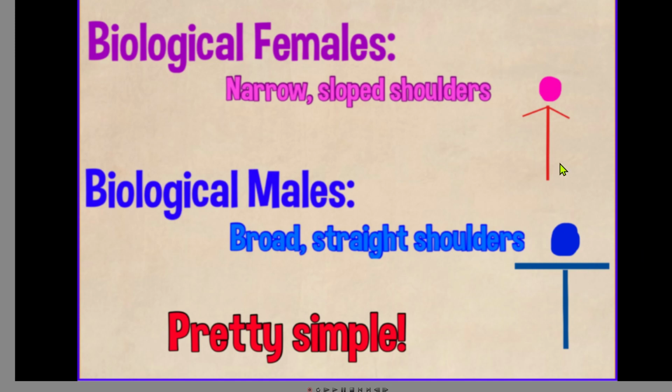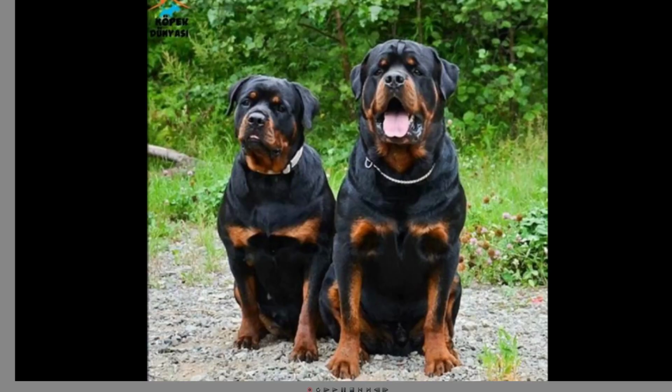Okay, so shoulders, look, simple version. I love Bevy's pictures. Men's shoulders are straight across, women's slope. Same in the animal kingdom.